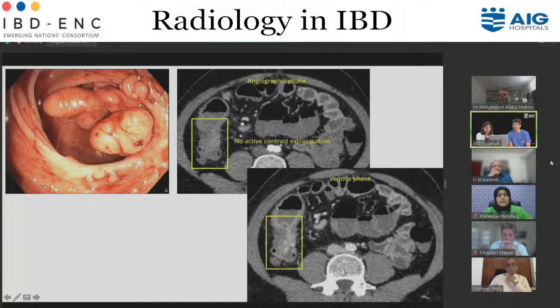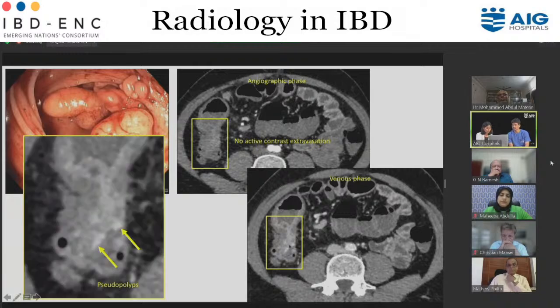On the venous phase, the same thickened bowel shows hyperenhancement. And if you zoom this up, there are these small polypoidal enhancing areas which represent the pseudopolyps that were seen on scopy. As you can also see, the pseudopolyps are very underrepresented on imaging compared to scopy. So we don't often see every time what you see on scopy. But there is definitely no active extravasation, which was the idea in doing the CT angiogram.